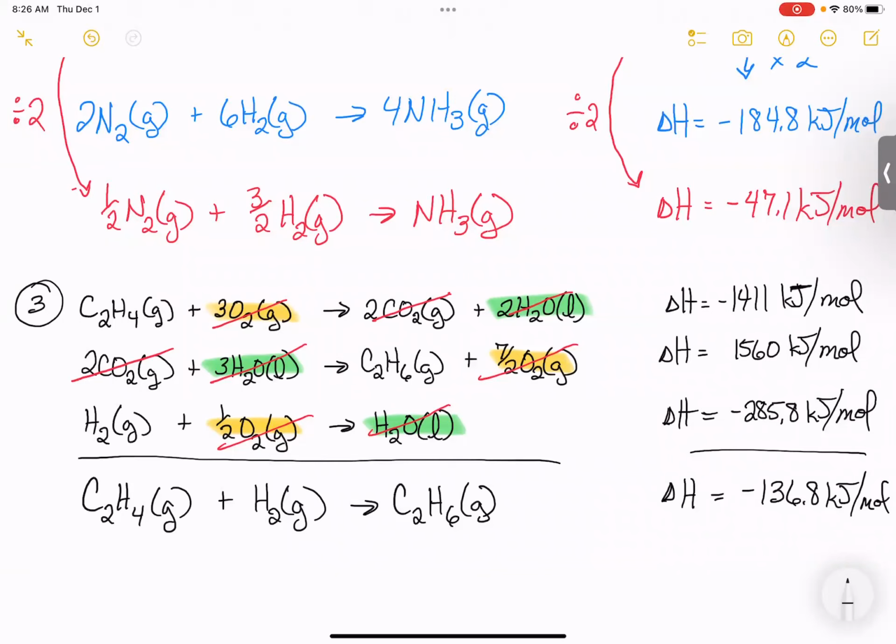Yeah, for this type of problem, yes, it would be given to you. And you would be asked to calculate the enthalpy for this final reaction.